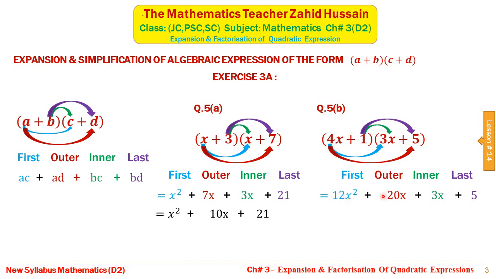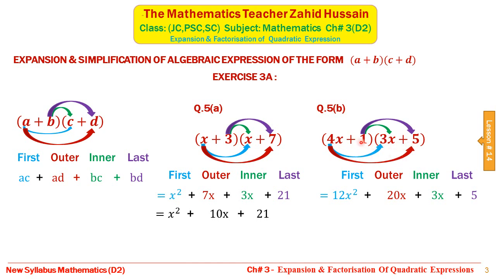So this is the rule: first, outer, inner and last. Or simply, you can memorize that you will take the first term and multiply it with each term of the second bracket. If there are two terms, you will multiply the first term with two terms. If there are three terms, four terms, whatever the number of terms in the second bracket, you will multiply the first term with each term of the second bracket.